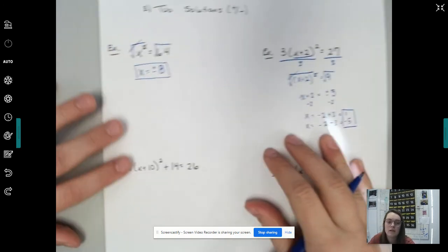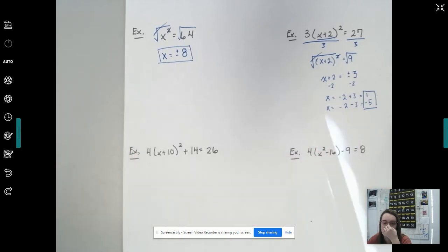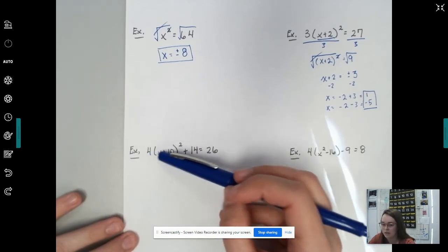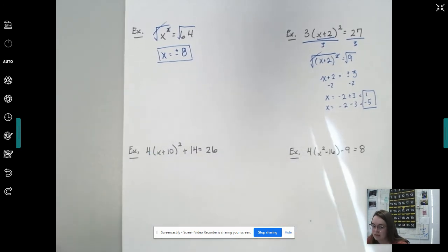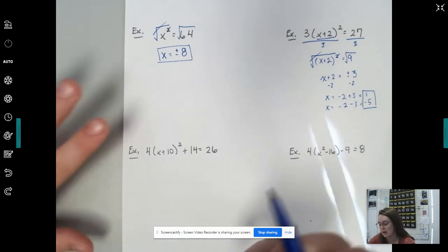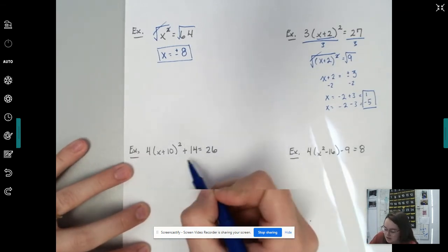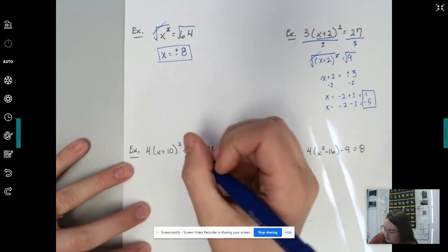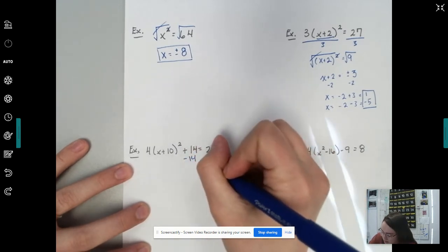Sweet. Next we have 4 times x plus 10 squared plus 14 equals 26. Now, if you're a little bit confused on what to do first, you can kind of think of it like doing PEMDAS backwards. So if we're trying to isolate this term, the last thing we would do in PEMDAS would be adding and subtracting. So when we're solving them, the first thing we got to do is add and subtract, right? So we see this 14 is added, so let's take it off first. So minus 14.